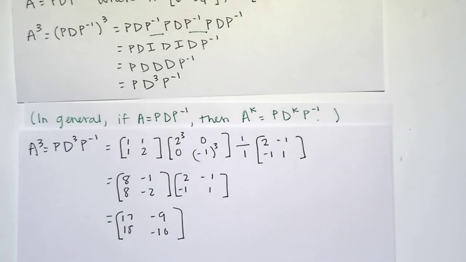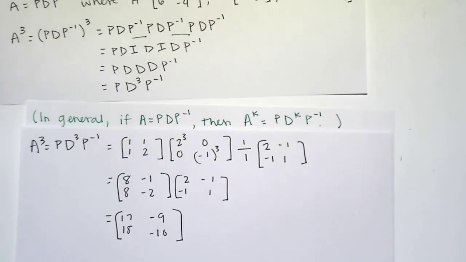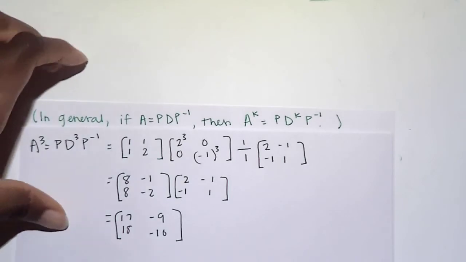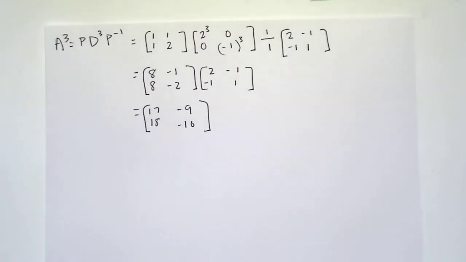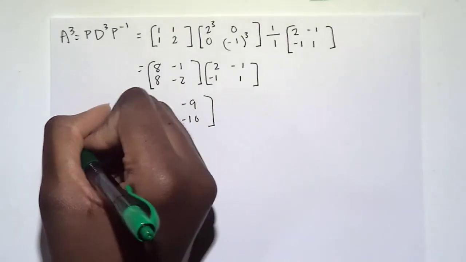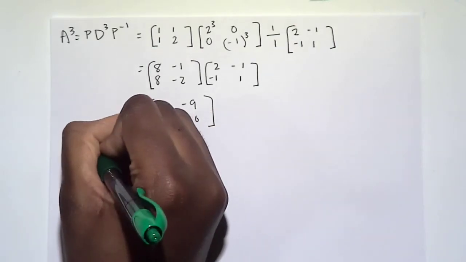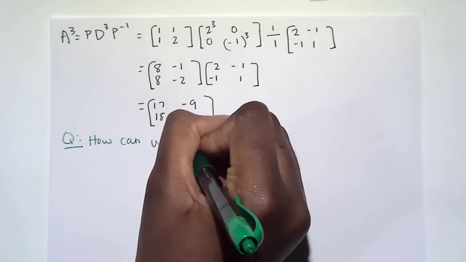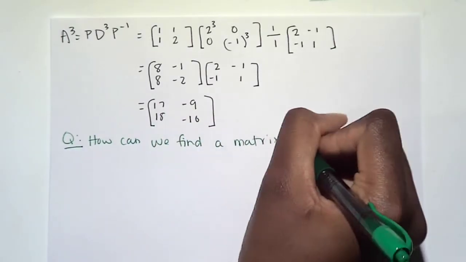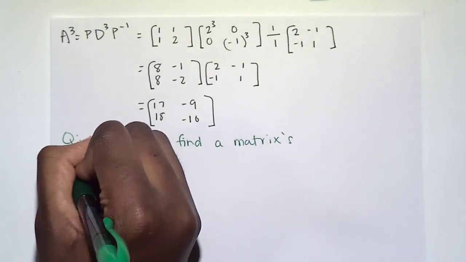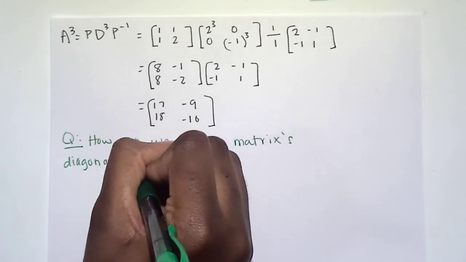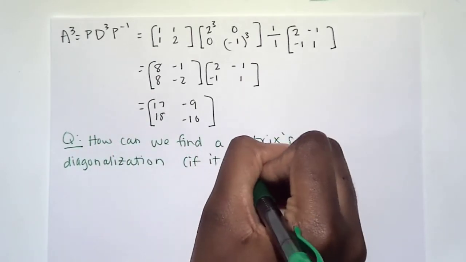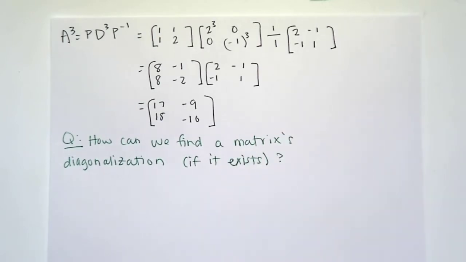Okay, but how do we even know if a matrix A is going to be diagonalizable, and how would we find the diagonalization? That's what we're going to talk about next. All right, so let me write down this question for us. Question: how can we find a matrix's diagonalization if it exists? All right, because it may not even exist. We may not even be able to diagonalize it.